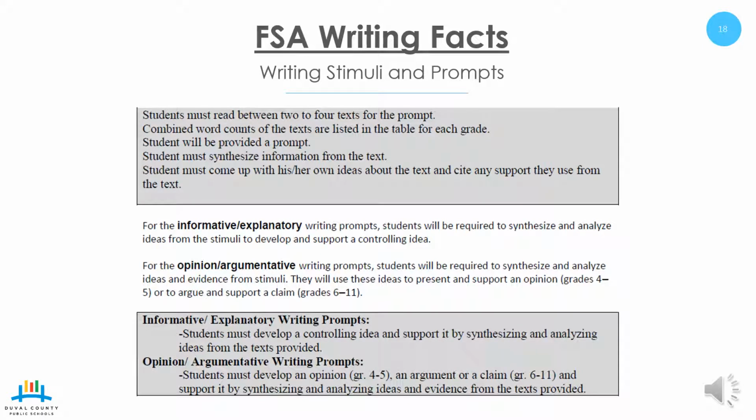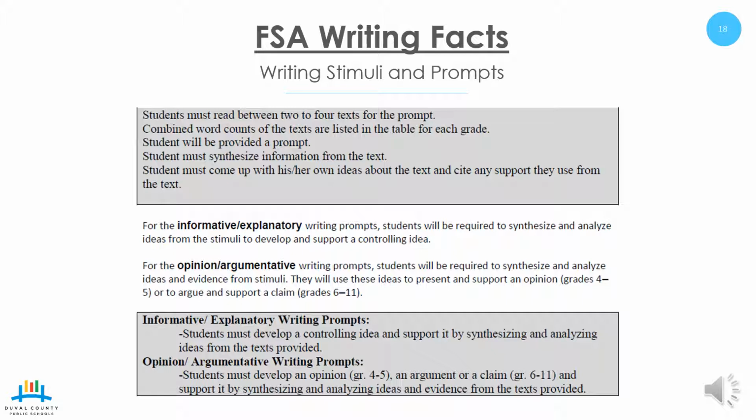Now let's talk about writing. There are two different writing types your child may be required to engage with: informative explanatory or opinion argumentative. These will change throughout the school years as well. For the informative and explanatory writing prompts, students must develop a controlling idea and support it by synthesizing and analyzing ideas from the texts provided. For the opinion argumentative writing prompts, students must develop an opinion, an argument, or a claim and support it by synthesizing and analyzing ideas and evidence from the text provided.